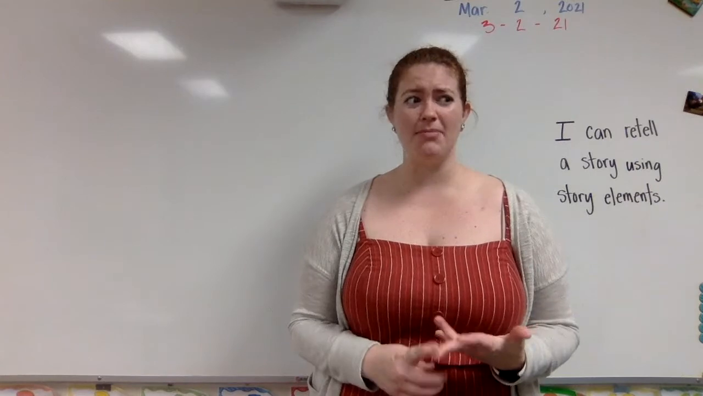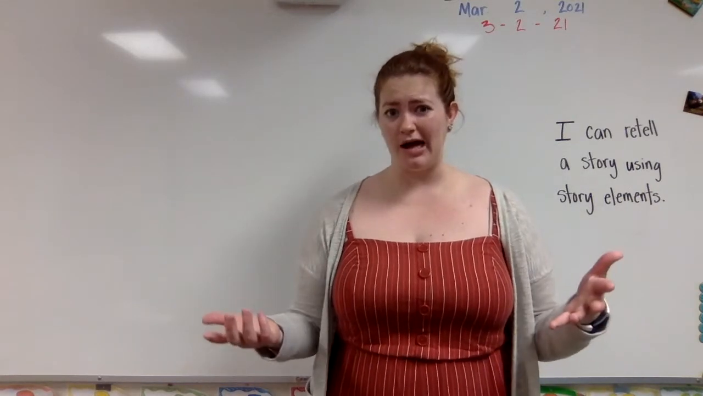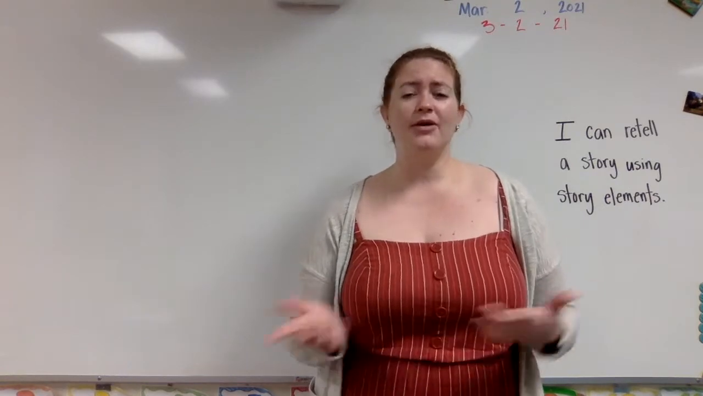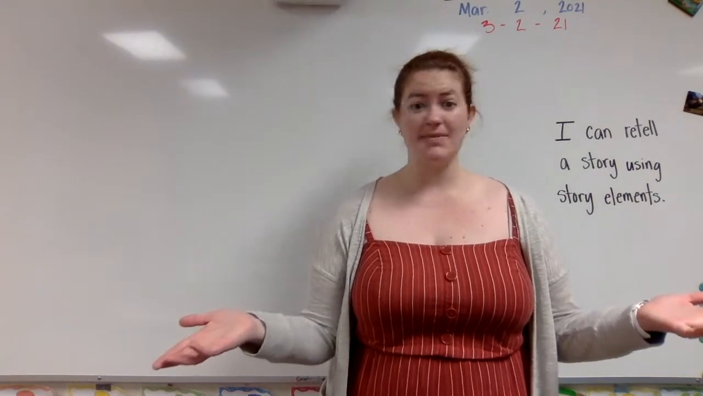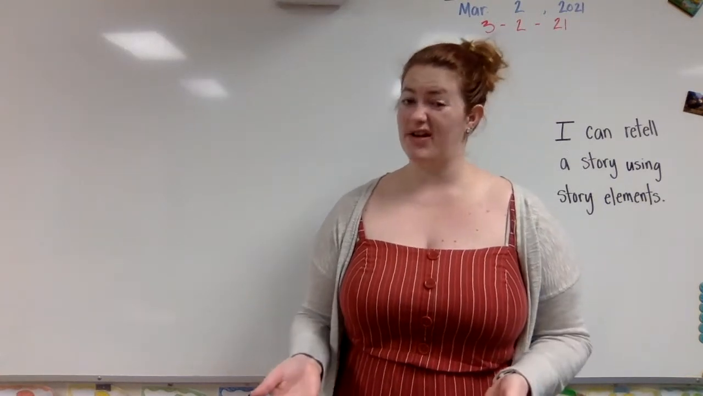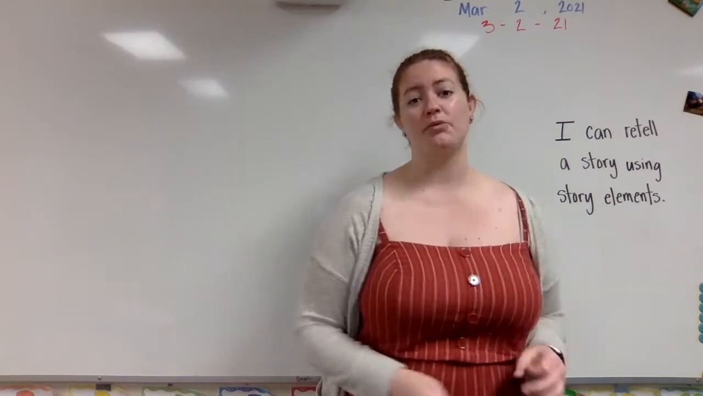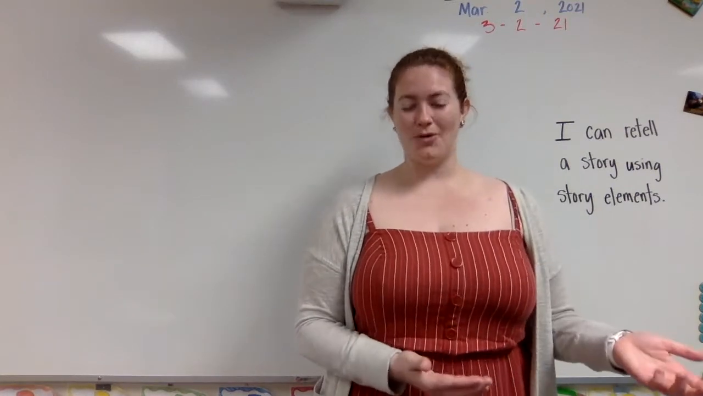We need to know the problem. What went wrong in the story? What happened? What's going on? What's the solution? How did they solve it? Or how did they try to solve it? Because maybe they didn't. You're not always going to have a story where they solve their problem. And we're going to do this by talking about the beginning, middle, and end. We're going to talk about the events in the order that they happened.